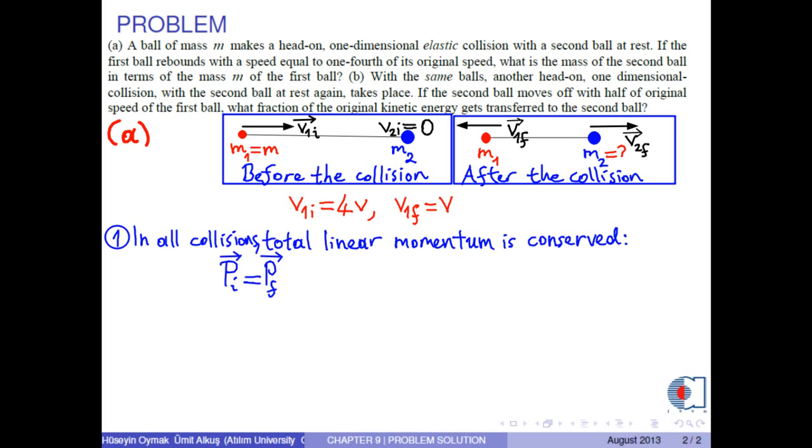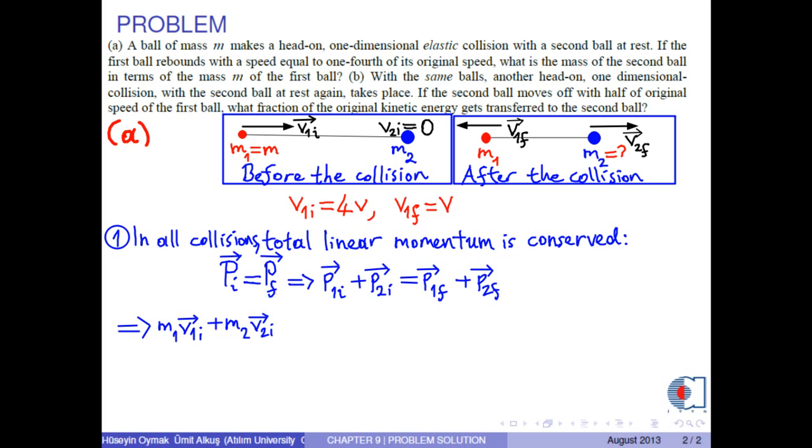We use the fact that in all collisions, total linear momentum of the system is conserved. Namely, initial total momentum of the system is equal to the final total linear momentum of the system. Or, in terms of the individual momenta, with the formula mass times velocity for the momentum, we have mass of the first ball times the initial velocity of the first ball, plus mass of the second ball times initial velocity of the second ball, which is equal to mass of the first ball times the final velocity of the first ball, plus mass of the second ball times the final velocity of the second ball.